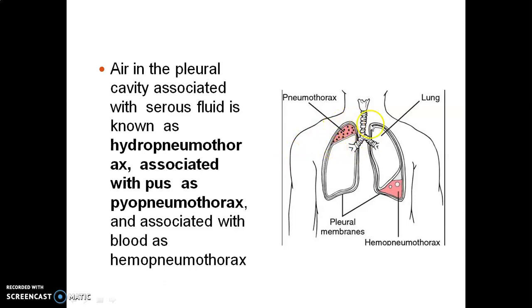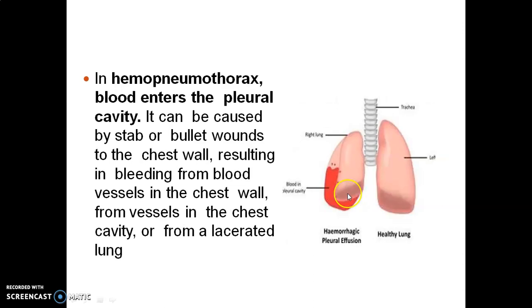This picture shows pneumothorax, and here you can see hemothorax. Air and blood accumulate during chest trauma. What will happen if there is any penetrating injury? The outside atmospheric air gets trapped inside the pleural cavity along with the blood, and we call this condition hemopneumothorax.